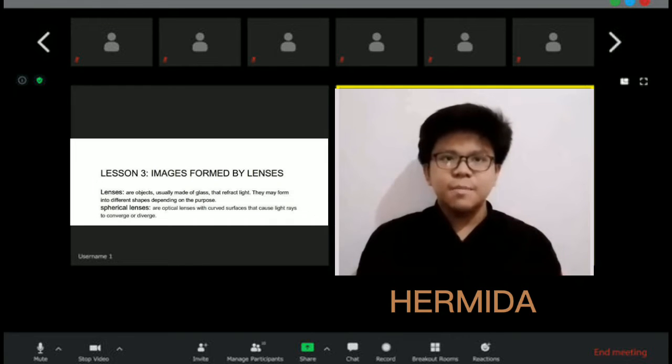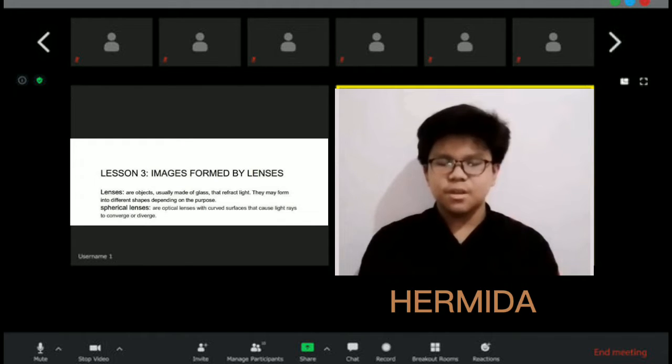Lesson 3. Images formed by lenses. Lenses are objects usually made of glass that refract light. They may form into different shapes depending on the purpose. Spherical lenses are optical lenses with curved surfaces that cause light rays to converge or diverge.